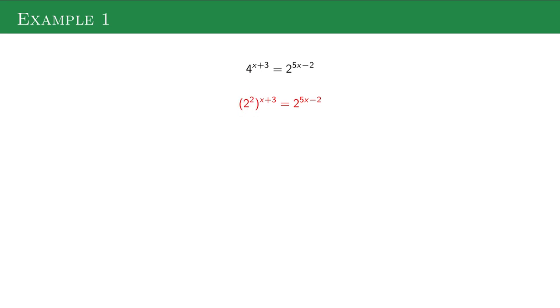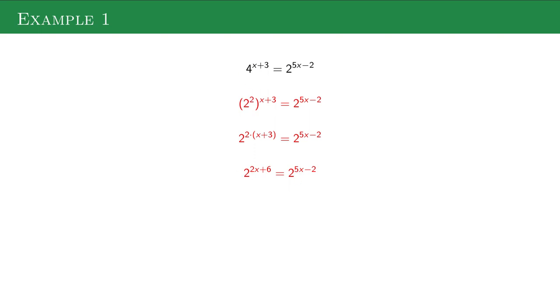2 times 2. I still can't do anything quite yet because I have all this extra stuff going on the left, but we have an exponent rule that when you have this double exponent, you multiply. All right, so that's just multiplying those exponents. And if I remember to distribute, I get 2x plus 6. So now I took this equation where I have two different bases. Now this one has the same base.